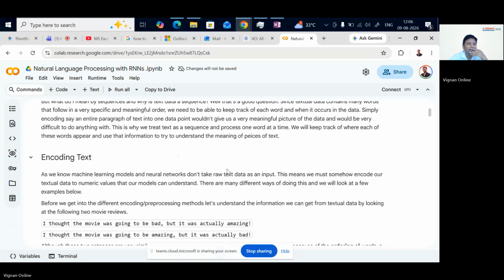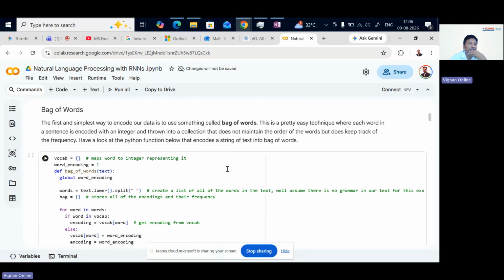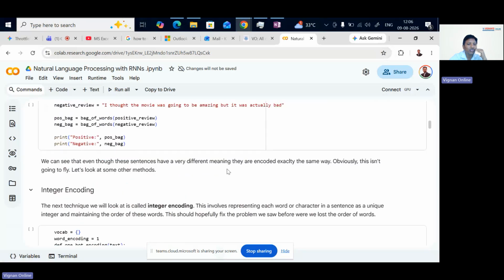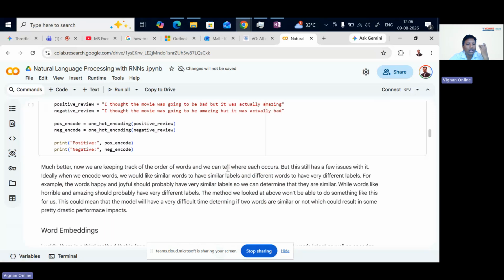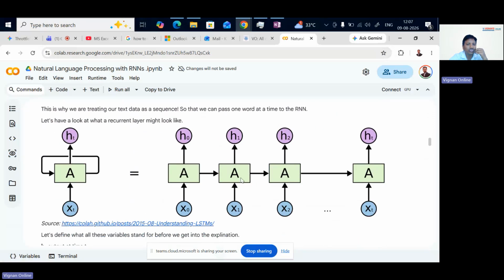First you need to understand text encoding actually. Anyway, I'll directly take you to the code of how the RNN is going to be built. This is the structure of the RNN, which I have just shown you. This is the input. I'm going to pass it and I'm going to get the outputs here, and here also.